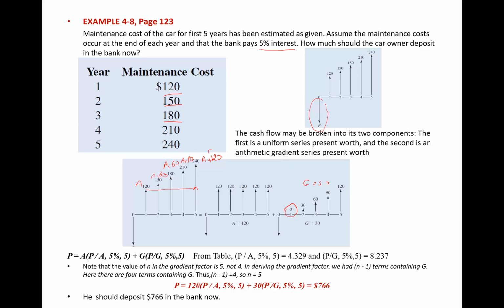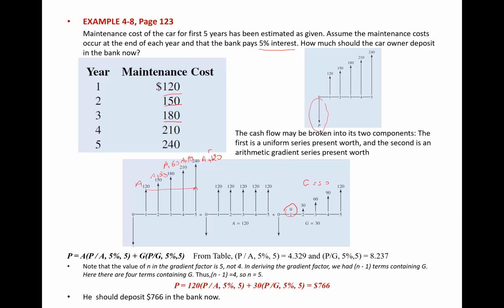Note that the value of n in the gradient factor is 5 and not 4. In deriving the gradient factor we had n minus 1 terms containing G. As you see here, we have 5 years, but only 4 terms containing G, the first one is 0. Here there are 4 terms containing G, thus it's n minus 1 equals 4, so n is equal to 5. So we can substitute the value.